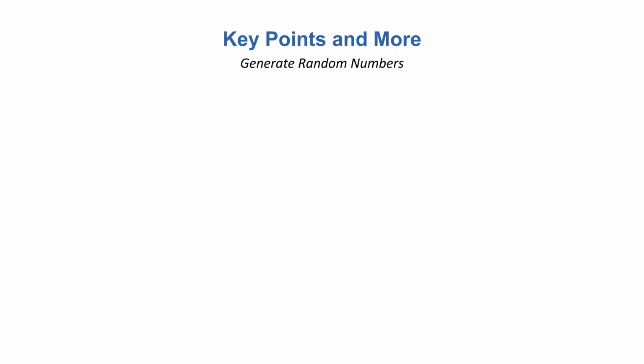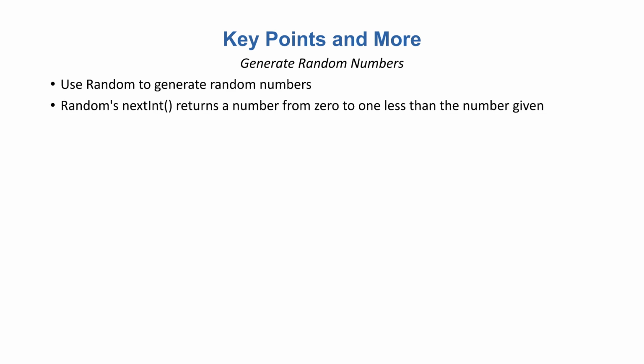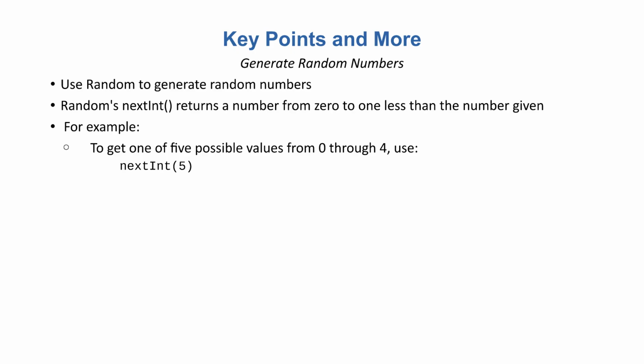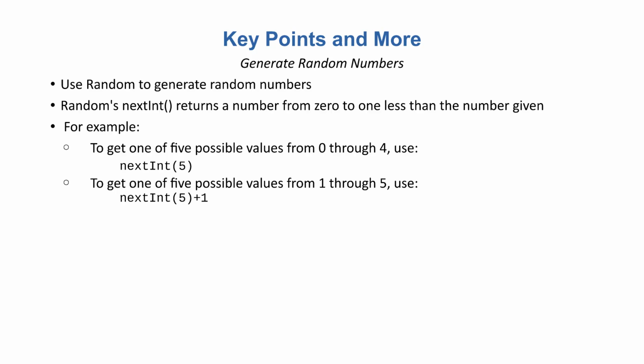Key points and more. Generate random numbers. Use a Random variable to generate random numbers. Random's nextInt method returns a random number between 0 and 1 less than the number you gave it. For example, to get one of 5 possible values from 0 through 4, use nextInt(5). To get one of 5 possible values from 1 through 5, use nextInt(5) + 1.